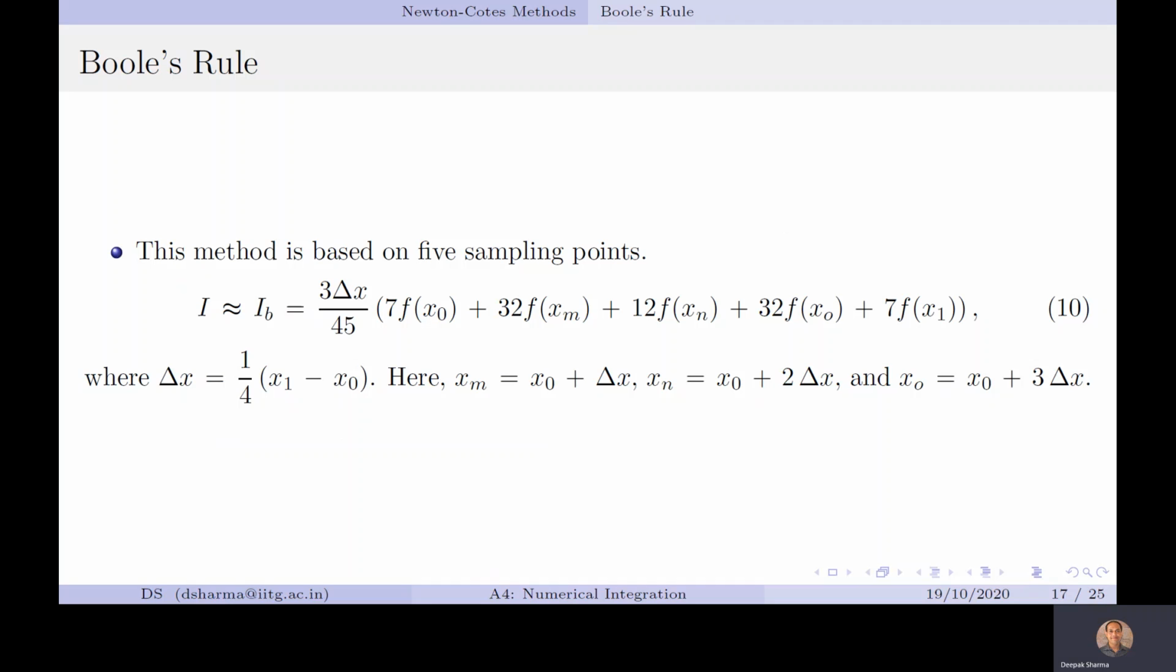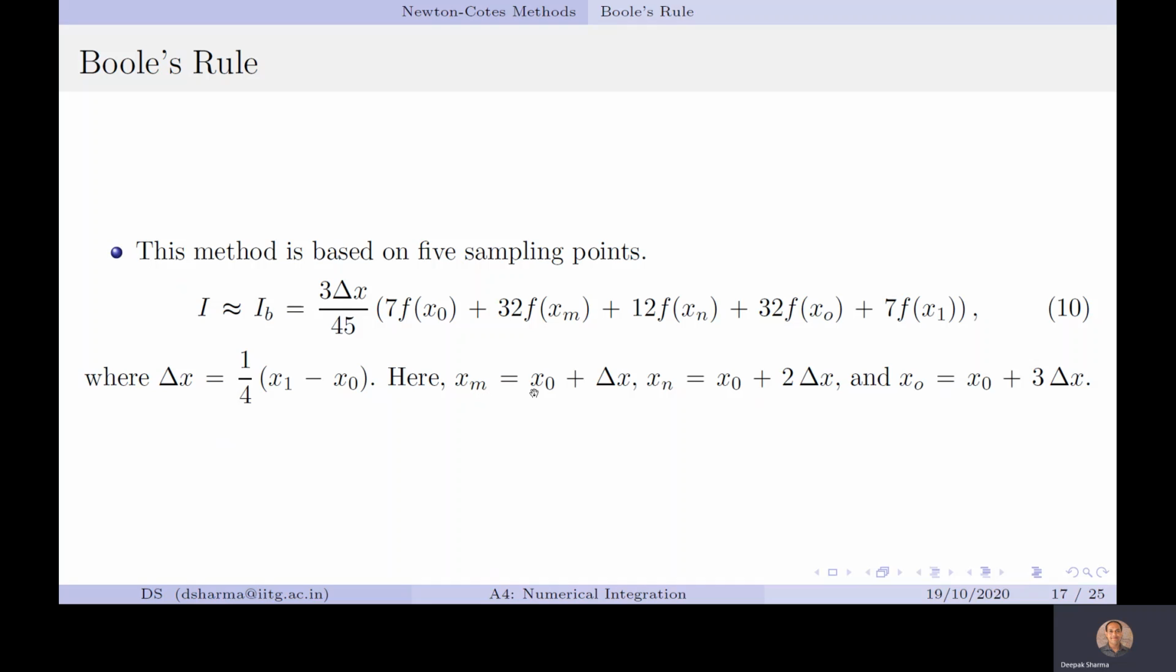Now come to Boole's rule. This particular method uses 5 sampling points. As you can see, we have the formula as 3 times delta x divided by 45, and inside the bracket we have 7 times f of x0 plus 32 times f of xm plus 12 times the function value at xn plus 32 times the function value at x0, plus 7 times the function value at x1. In this case, delta x is 1 by 4 times (x1 minus x0). So this is important to note.